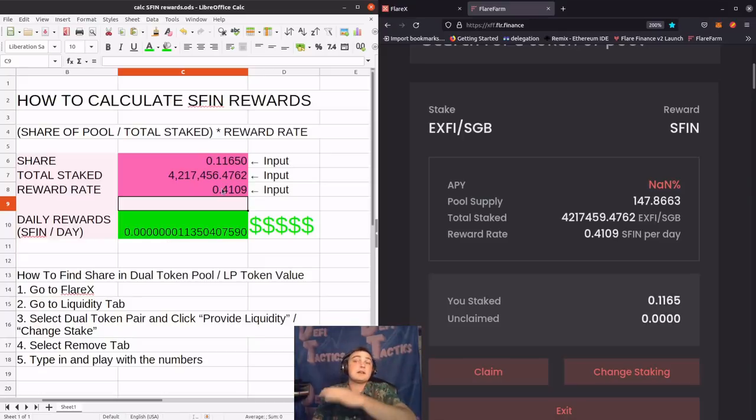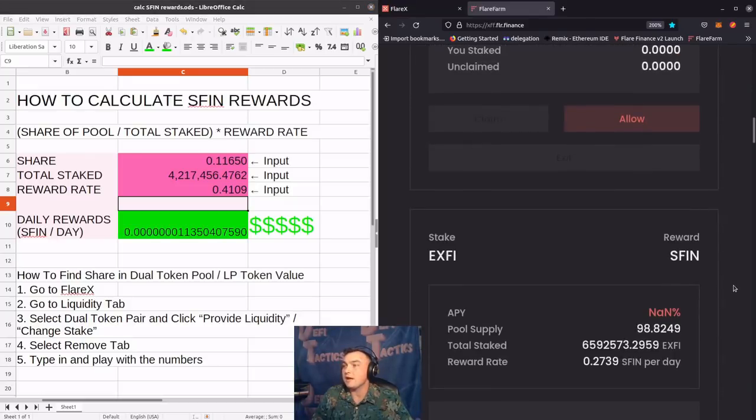While this calculator calculates it all for us, essentially what we're doing is the share of the pool at 0.1165, that's our share of the pool, divided by the total number of staked tokens in the pool, which is 4.2 million liquidity pool tokens, and then multiplying that by the reward rate. That gives us the amount of SFIN we're earning per day from this particular pool with this amount staked.